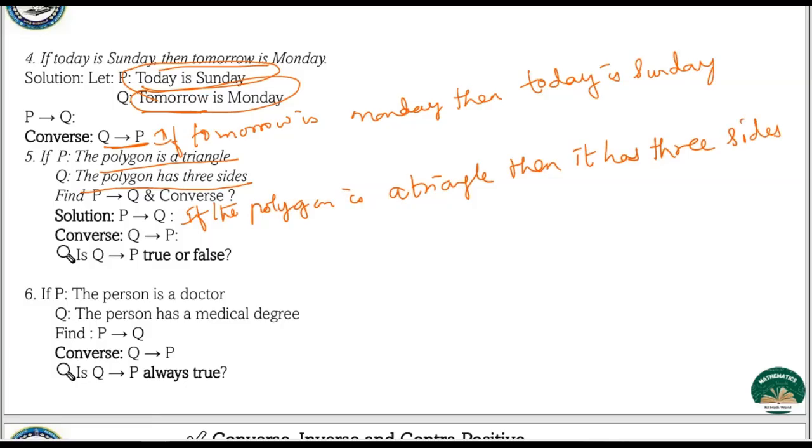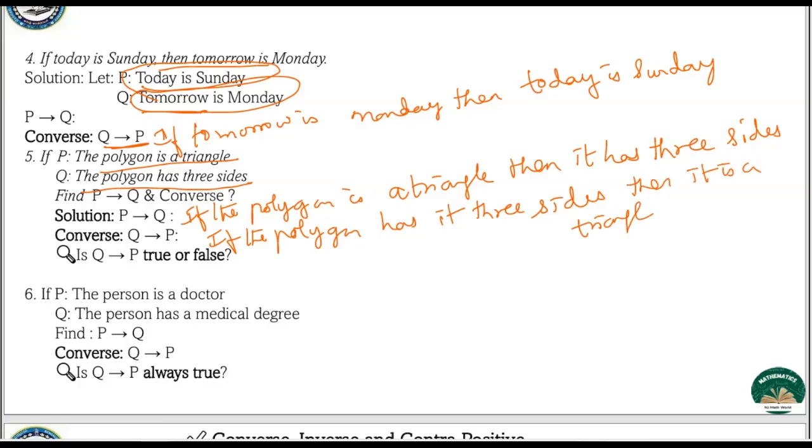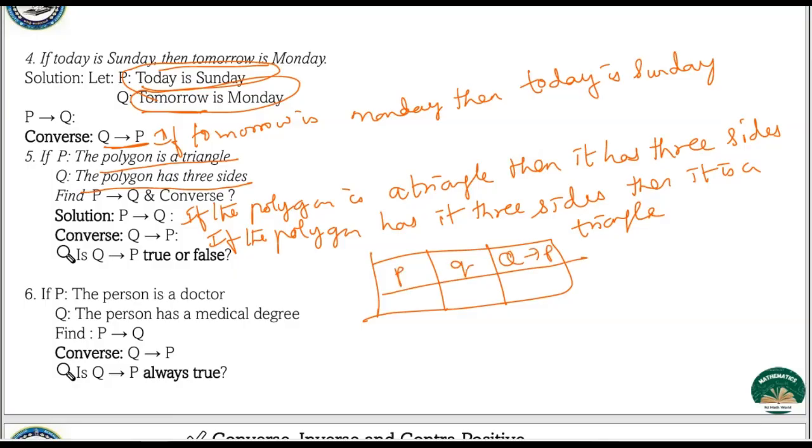So what will we write? What will be the converse? If the polygon has three sides, then it is a triangle. What will this be? P implies Q, Q implies P.